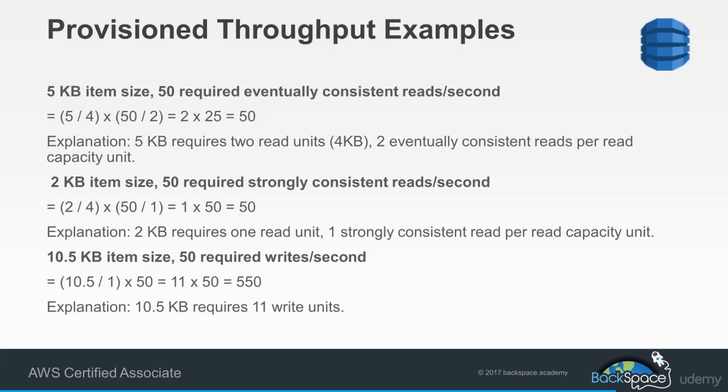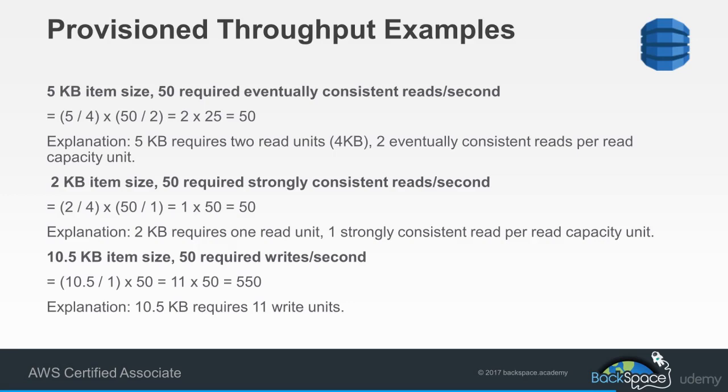So just some examples here, and you need to understand this. It does get a little bit confusing, but once you've done a few of them, it's pretty common sense. So let's have a look here. We've got a 5K item size, and we want to do 50. We require 50 eventually consistent reads per second of 5 kilobyte items.